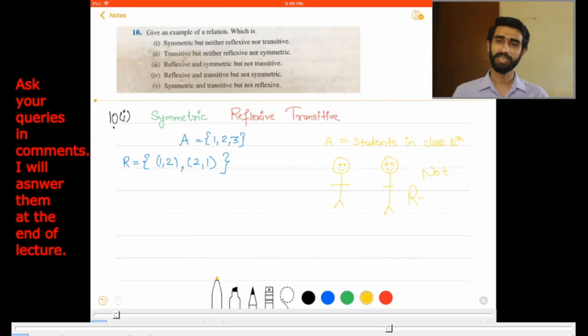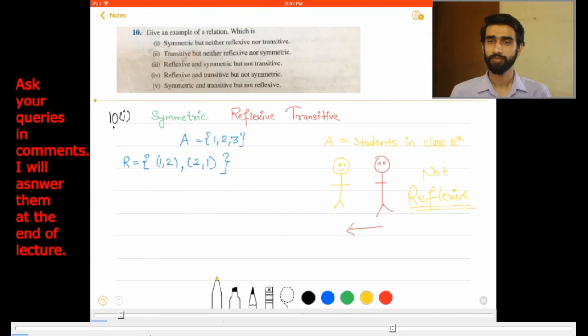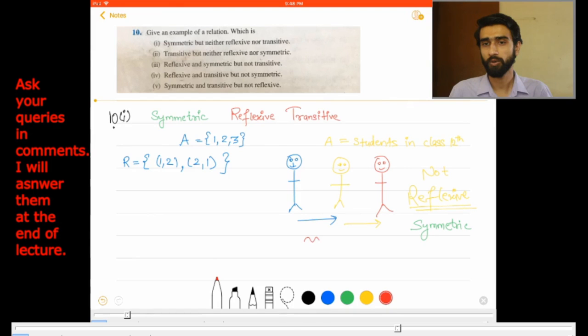Now we will talk about symmetric. For symmetric I need 2 persons. So I draw 2 boys in your class. Now if the red one is a friend of yellow, then yellow is a friend of red. If A is related to B, then B is related to A. So this relation is symmetric. Now we need transitivity. For transitivity, we need 3 persons, and in this, we will check the condition. Now you will see that if blue is a friend of yellow and yellow is a friend of red, then it is not necessary that blue is a friend of red.